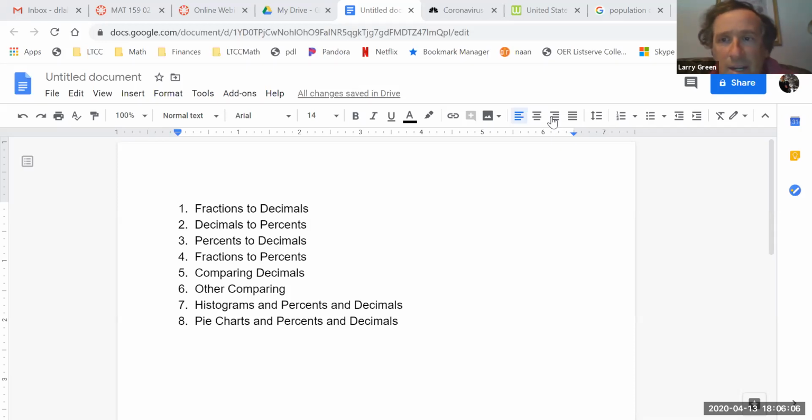And then we're going to look at histograms and percents and decimals. We're going to look at pie charts and percents and decimals. In other words, how do you read a histogram and figure out a percent based on one of the pieces? Same thing with the pie chart. If you have a pie chart and it shows you percents, we've got to get decimals, or vice versa. Or if it shows you full numbers, we've got to get that. So that's the plan. It sounds like a lot, but it's actually not that bad.